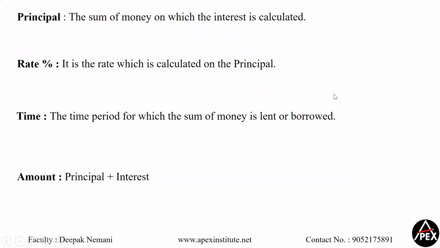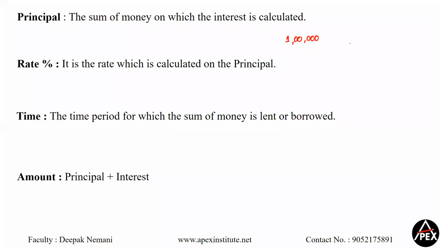Okay. So let's understand what these four terms are: principal, rate, time, and amount. Because we will be coming across these terms in questions. Clear? For example, if I have 1 lakh excess rupees with me, what will I do with this 1 lakh?